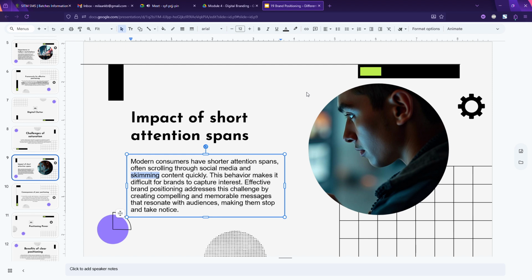So people are also skimming through video, scrolling up, down, looking at content. So this behavior makes it difficult for brands to capture interest. Effective brand positioning addresses this challenge by creating compelling and memorable messages that resonate with the audience, making them stop and take notice. And also, we have to make it very easy for people to understand. If people find a little bit of difficulty in understanding, then they are not going to stick around. So we have to create compelling and memorable messages that resonate with the audience.